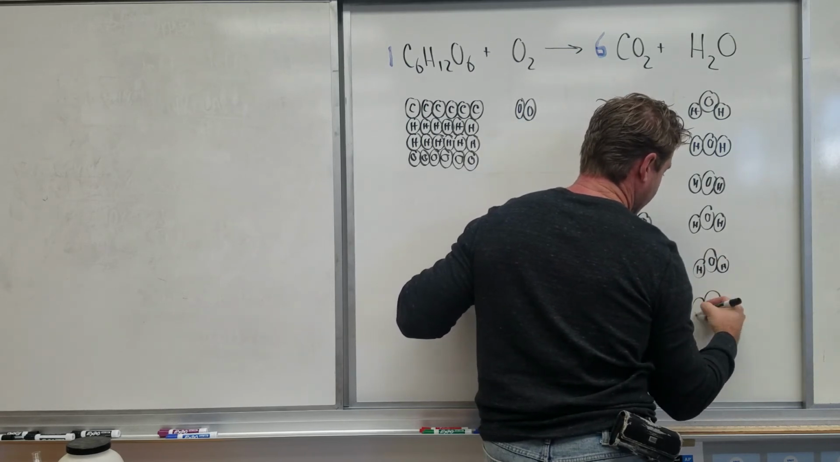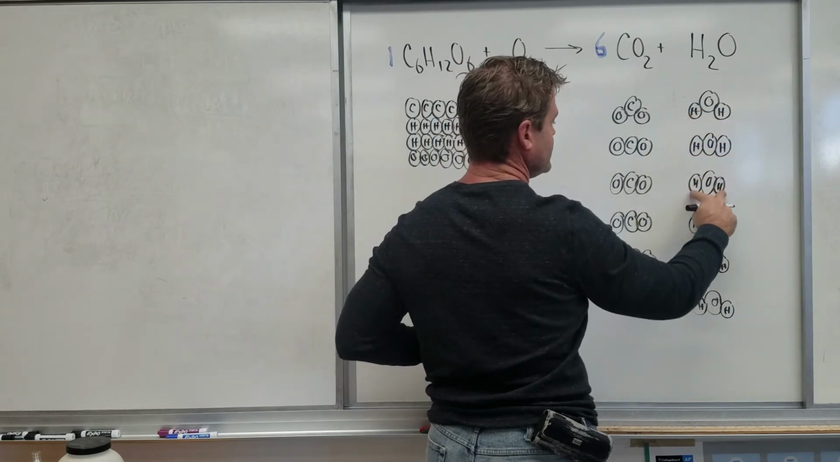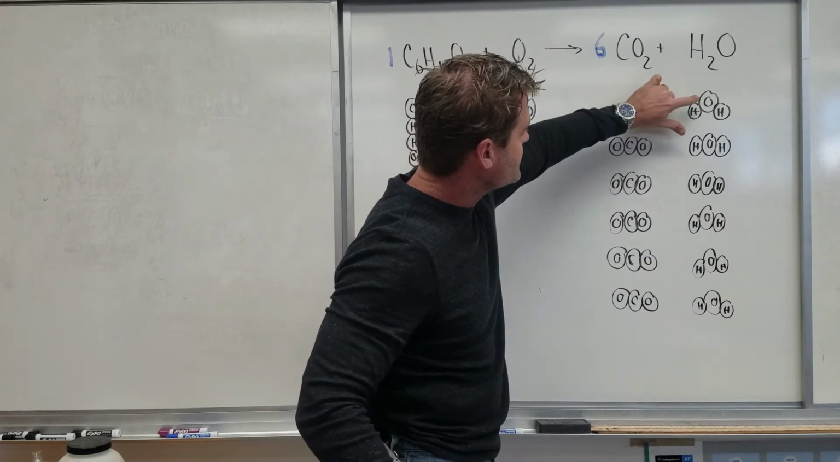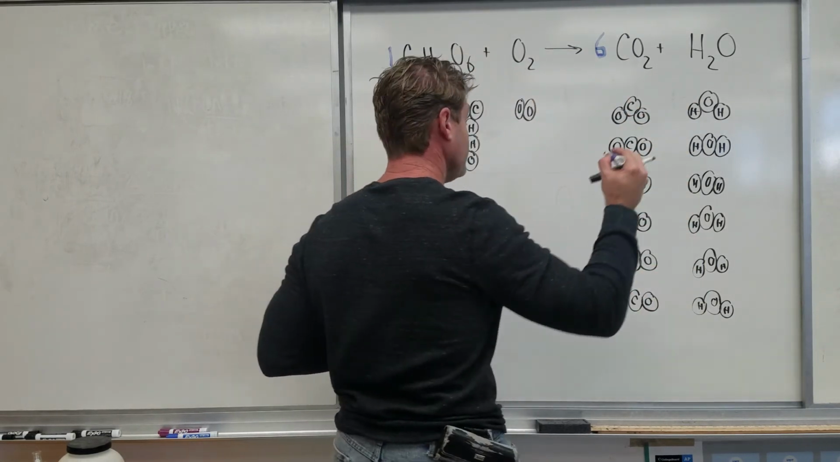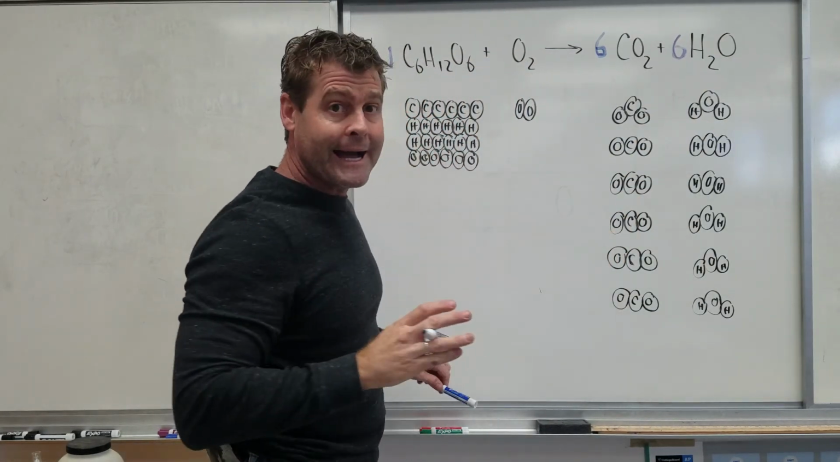And if I do that, I think I got enough. I've got 2, 4, 6, 8, 10, 12. That's my 12 hydrogen atoms. So how many water molecules do I need? 1, 2, 3, 4, 5, 6. That's 6. So I'm going to put a 6 here. And now my hydrogens are balanced.